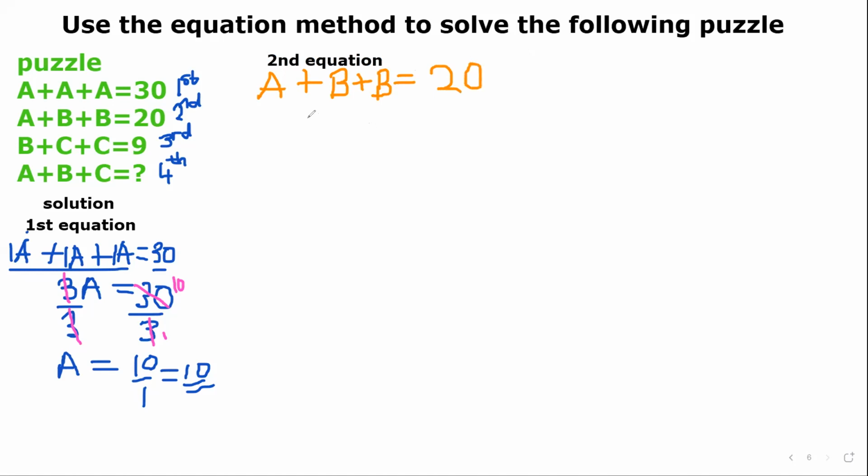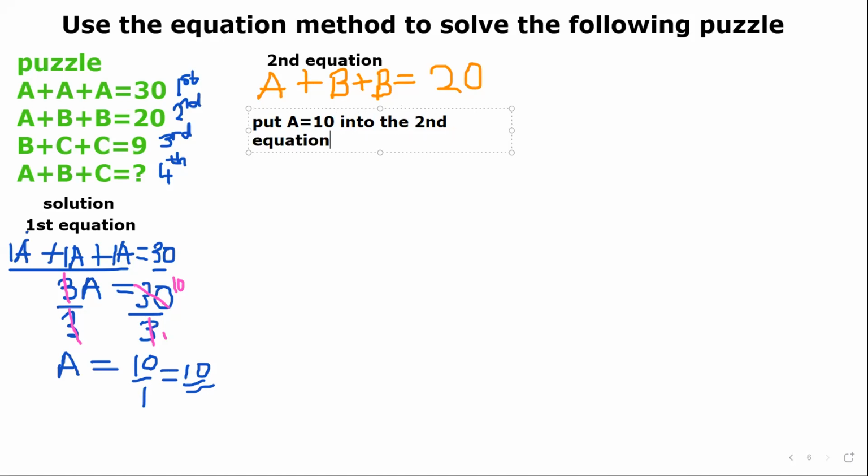Now, we know A to be 10, but B we don't know, so we will do the substitution. So you write something small. Put A equal to 10, okay, into the first, into the second equation, rather, the second equation.